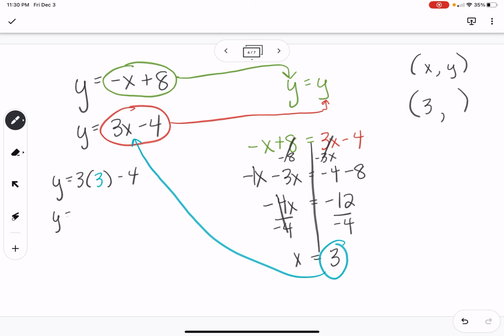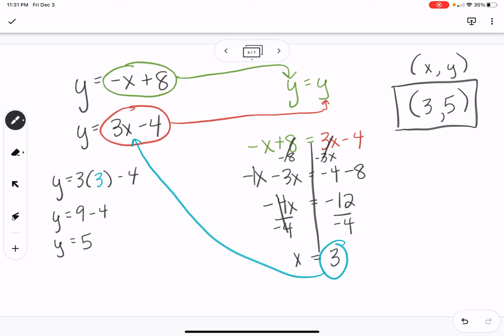And I just do the math. 3 times 3 is 9. Bring down the minus 4. And 9 minus 4 is 5. Okay, again, the answer is not 5. That's the other half of our answer. So I take that 5 and I plug it in up here. And the answer is (3, 5).